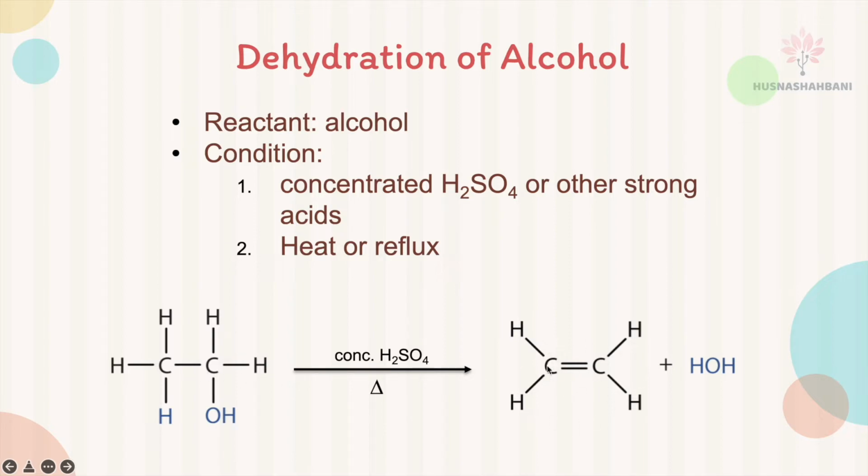of alkene. The carbon-carbon double bond is formed between the carbons that were involved in the removal of hydrogen and the OH group. Initially this hydrogen was attached to this carbon and this OH group was attached to this carbon, so the carbon-carbon double bond forms between the carbons that were initially attached to the hydrogen and the OH group, and then the products are alkene and water. This is dehydration of alcohol.